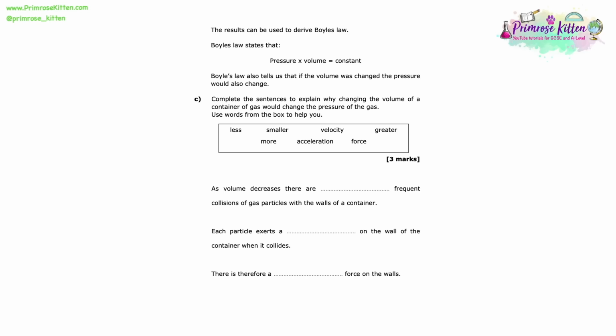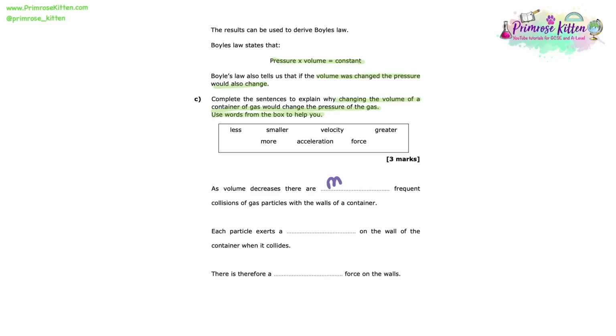The results can be used to derive Boyle's law. Boyle's law states that pressure times volume equals a constant. Boyle's law also tells us that if the volume was changed, the pressure would also change. Here we're asked to complete the sentences to explain why changing the volume of a container of gas would change the pressure. And we've got all these words in the box to help us.